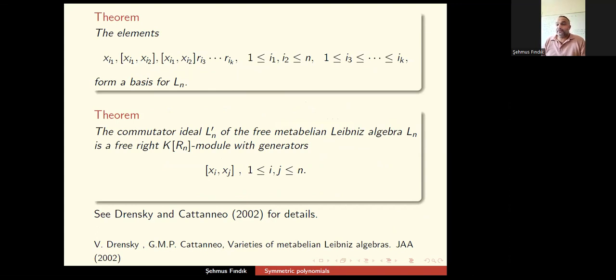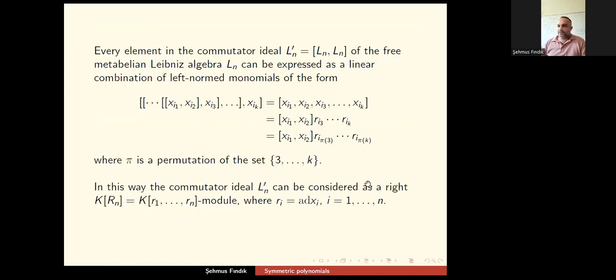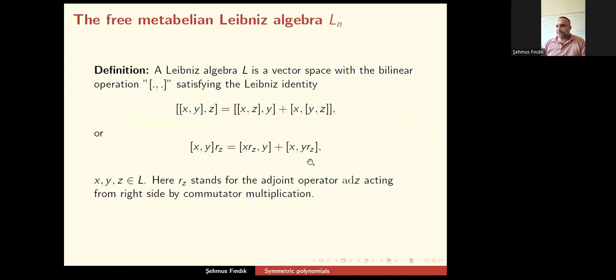So the commutator ideal of Ln, the free metabelian Leibniz algebra, is a free right K-Rn module here. Rn means that you multiply by the commutator from the right side, acting exactly as the adjoint operator in the case of Lie. So let's go back. It was written here, I think. Yeah. So R of z means that you multiply from the right; these two are the same thing. So xy times rz means x times y times z here.